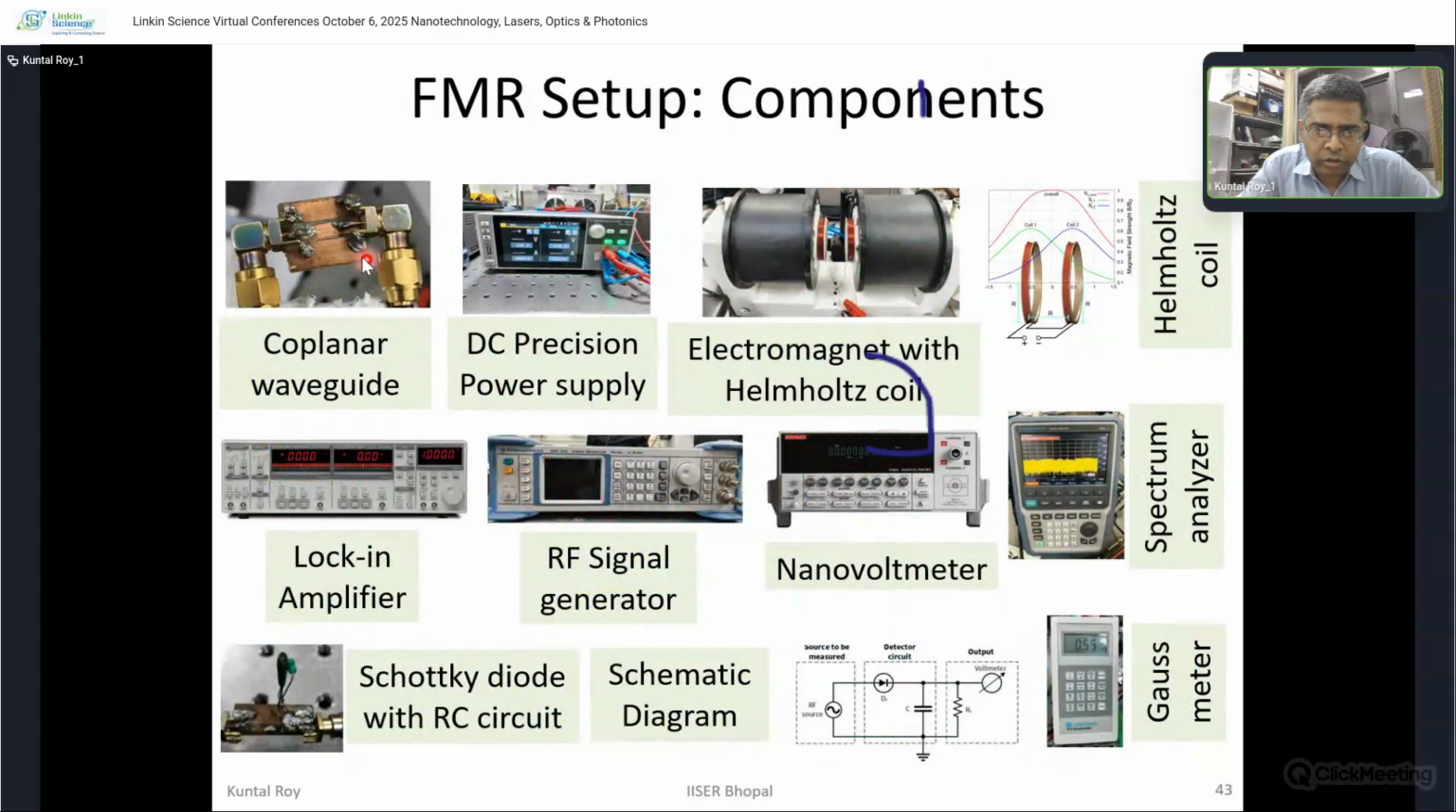First is a coplanar waveguide, on top of which we will be putting the sample. Then we have a DC precision power supply that can put out less than 0.1 millitesla. And then we have this electromagnet Helmholtz coil. Lock-in amplifier is a particularly important thing for noise cancellation. RF signal generator, nano voltmeter, a very precise instrument. And then there is a spectrum analyzer, and particularly a Schottky diode that is used to rectify at high frequency, and that we have also in our lab.